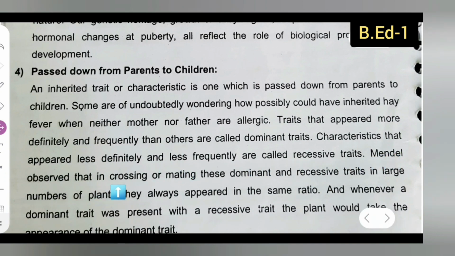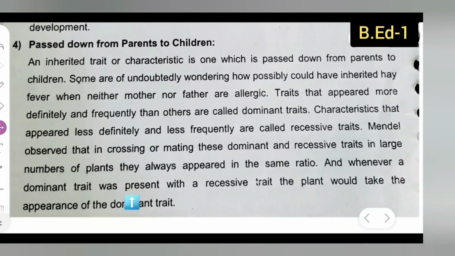Mendel observed that in the crossing or mating of these dominant and recessive traits in a large number of plants, they always appeared in the same ratio. And whenever a dominant trait was present with a recessive trait, the plant would take the appearance of the dominant trait. Moving towards the next part.